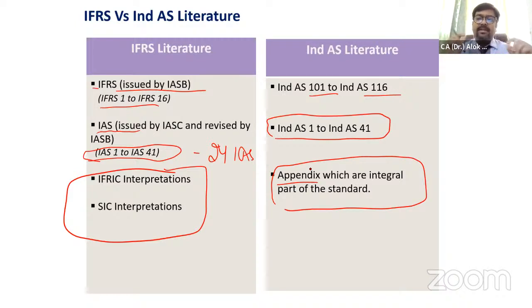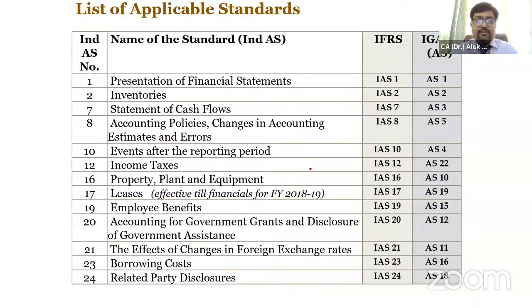we have finalized Ind AS 16, property, plant and equipment. Whatever interpretations were related to fixed assets have been incorporated as an appendix at the end of the fixed asset standard, right? As part of my deck, I have also given the Ind AS numbers on the extreme left side, in the middle the IFRS numbers, and on the extreme right side the IGAAP numbers, right?